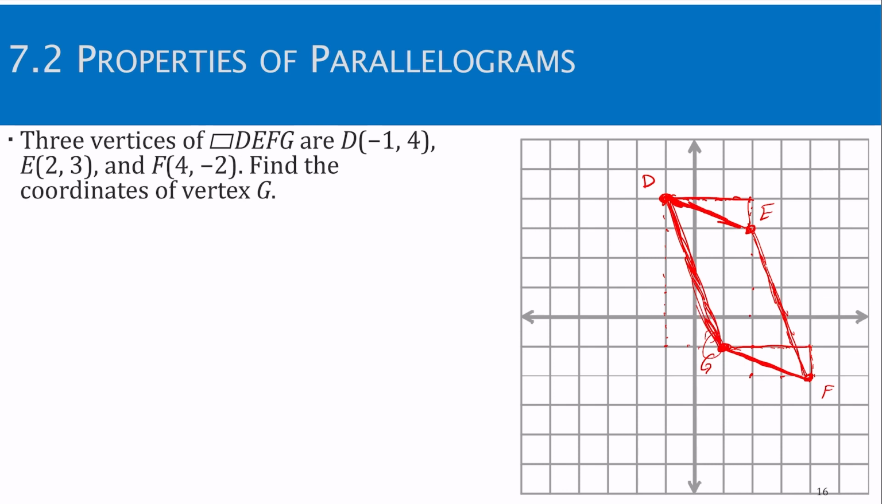There we go. So where is G? G appears to be (1, -1). What we did is we just counted the opposite sides, I move the exact same distance to get the other point.